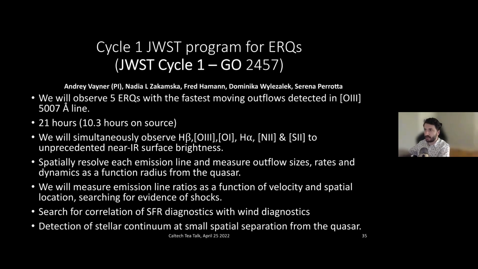And so we have a cycle 1 GO program that I'm leading, and the goal here is we want to observe 5 extremely red quasars with the fastest moving outflows detected in the oxygen III 5007 angstrom line. We were approved for about 10 hours on source, total of 21 hours for the program.